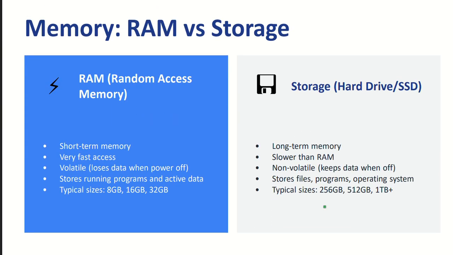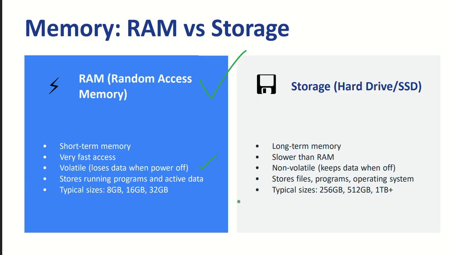Let's move on to the memory, RAM, and storage. RAM, as the name suggests, is random access memory. The instructions will be stored in RAM as short-term memory. It is very fast. It is volatile. Whenever you switch off your computer, this type of memory will be lost.